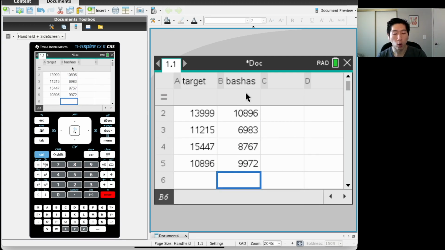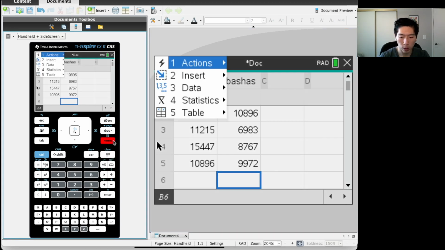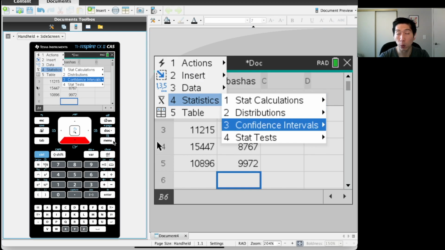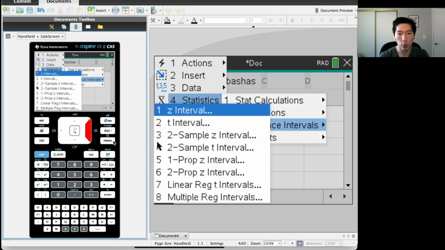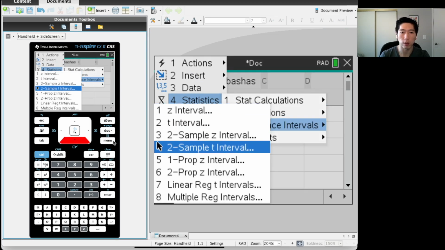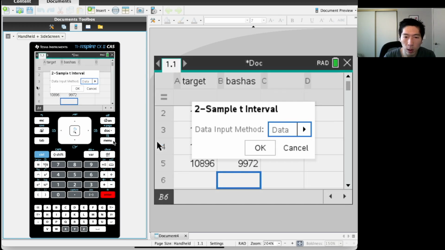Once you have your data in, again, we want to construct a 2-sample t-interval for sample means. We're going to go to Menu, go to Statistics, then Confidence Intervals, and we're making what we call a 2-sample t-interval for sample means. Remember, for means, we never use z, we always use t. The data input method was the data we used.